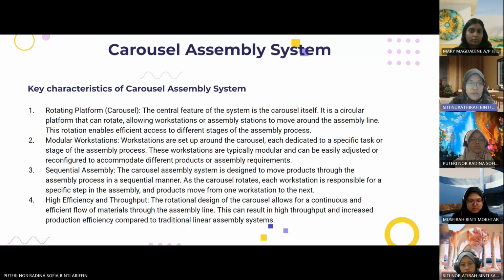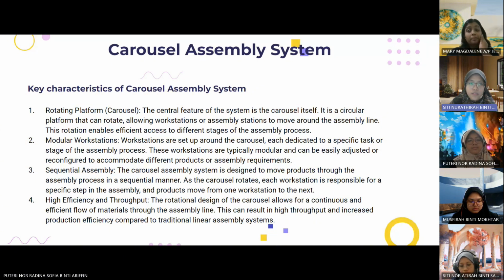The key characteristics of the carousel assembly system are, one, rotating platform carousel. The central feature of the system is the carousel itself. It is a circular platform that can rotate, allowing workstations or assembly stations to move around the assembly line. This rotation enables efficient access to different stages of the assembly process. Second, modular workstation.